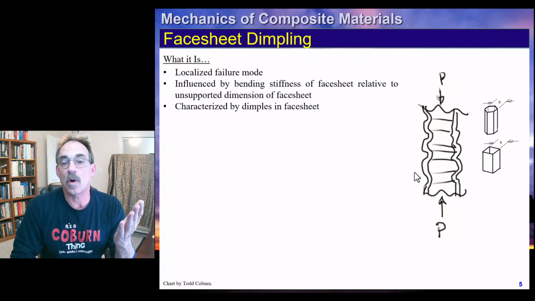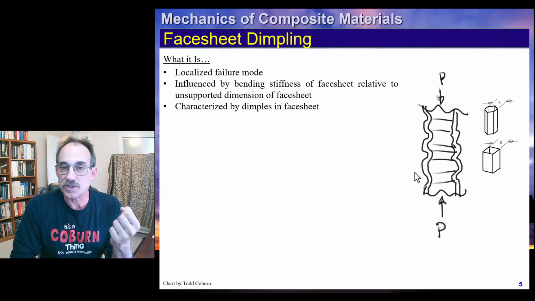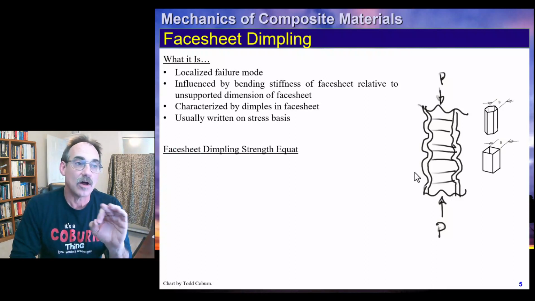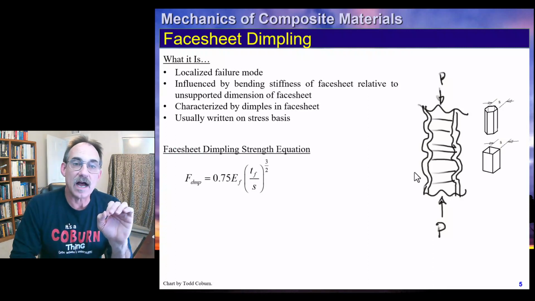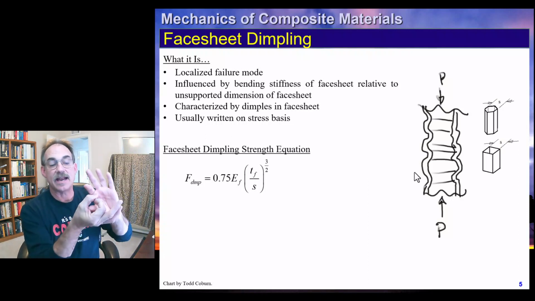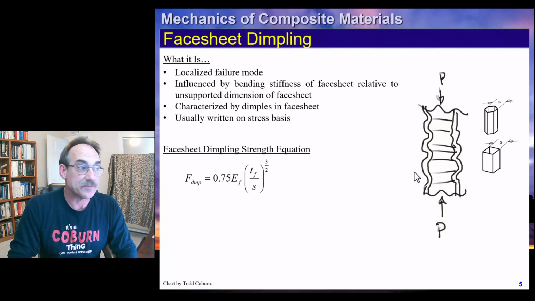So if we have a hexagonal core, we'll take the distance between the flats as our S dimension. If we have a square core size, some kind of honeycomb that's made with square cells, then that would be the flats once again. And we usually will write this also on a stress basis. So this is one common relation for this, where we take the face sheet thickness divided by that cell size, the distance between the flats of our cell, right? So we're talking about, we have honeycomb and we've got the face sheet. So whatever the size of that honeycomb is, what that distance between the flats is. We raise it to the 3/2 power, times the modulus of the face sheet, and a 0.75 factor.